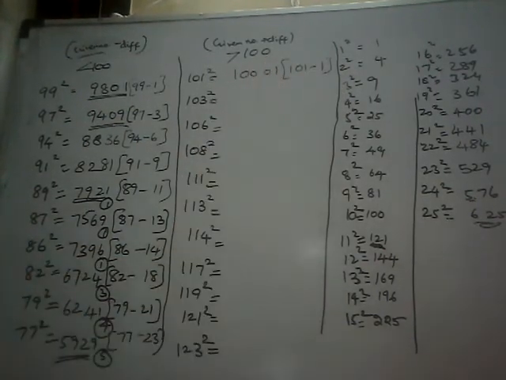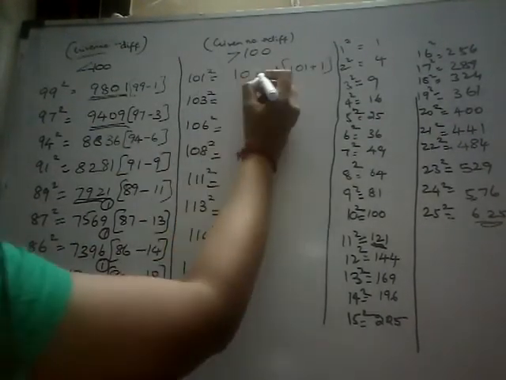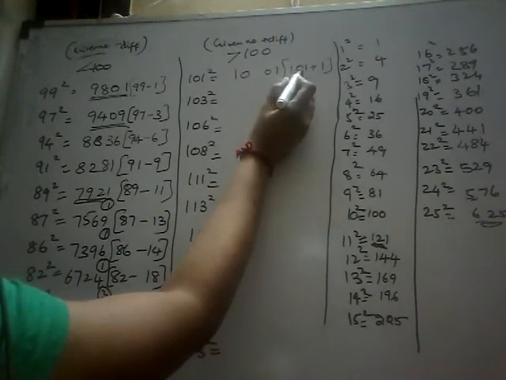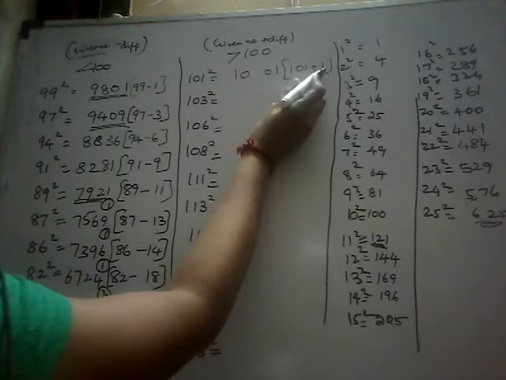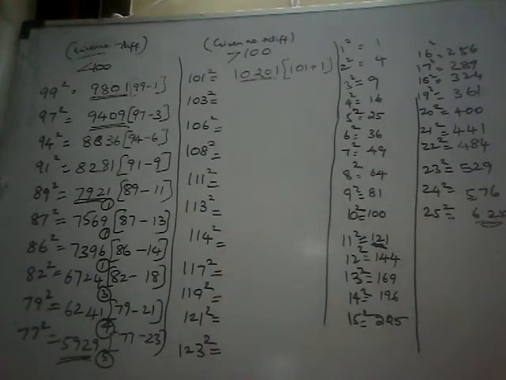So for above 100, you have to add the difference. The difference 1 you have to add to this 101. 101 plus 1 is 102. So 10201, that will give you the answer.